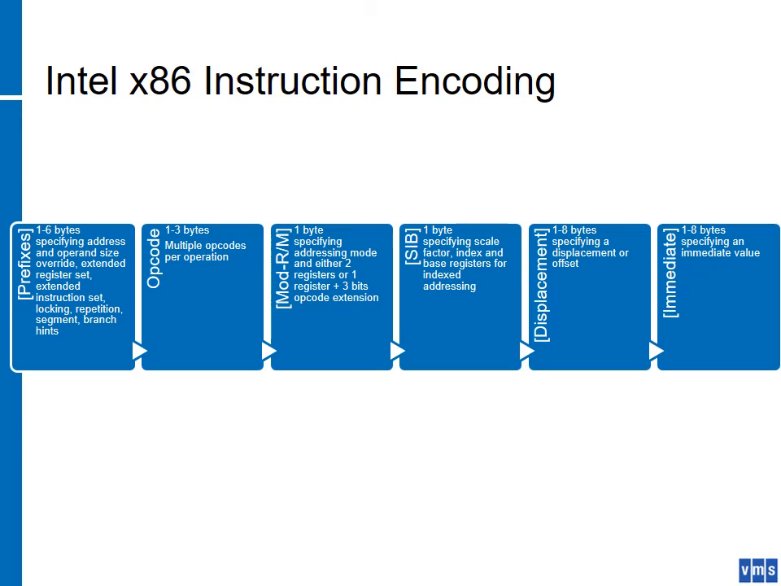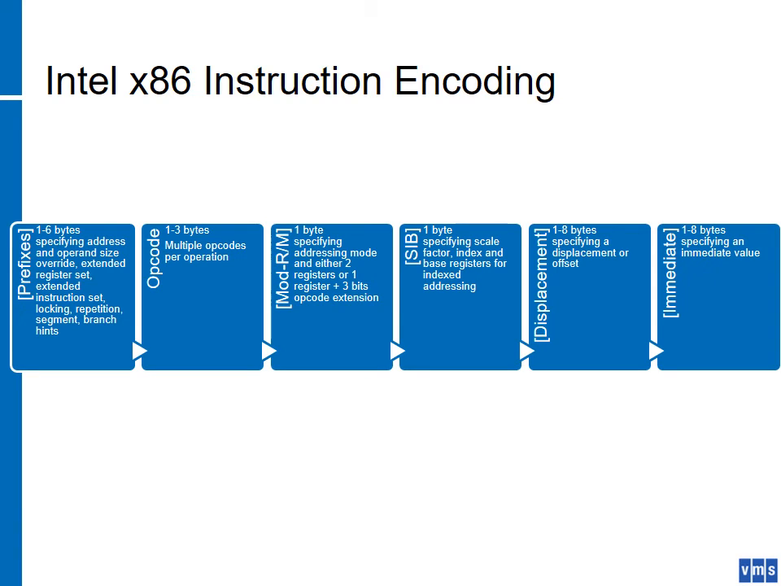There are some instruction set extensions that are indicated by the use of a prefix. And finally, prefixes get used to indicate locking, repetition. It can be used for branch hints, and it can also be used to reference memory in another segment than the data segment. So fairly complicated instruction encoding here.